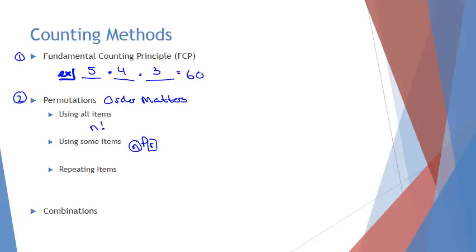And then with repeating permutations, remember that is n factorial divided by those repeating elements. So that can change. That's not an exact formula. The bottom part can change, sorry.